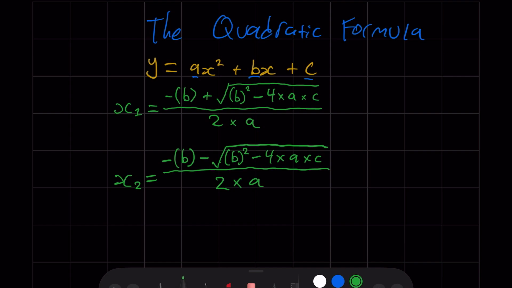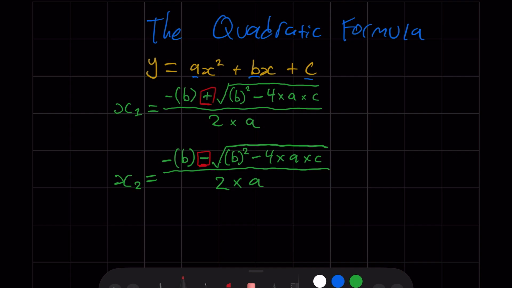Now I wonder if you can spot the difference here between these two. If you saw that there's a plus here and there's a minus here, you're exactly correct. That is the only difference. So in your calculator, when you go through, you do this first one, and then you go back into it and change that plus to a minus to get your second value.